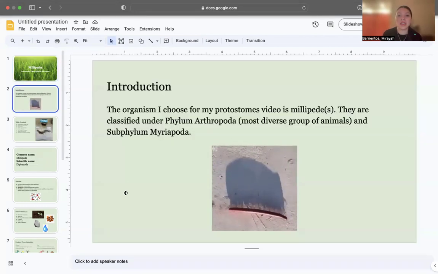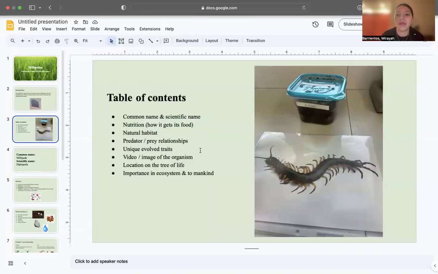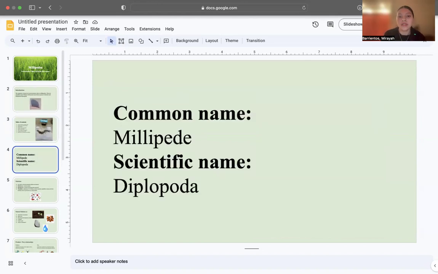So the introduction is just I chose Millipedes from my Protostome video, and they are classified under phylum Arthropoda, which is the most diverse group of animals, and subphylum Myriapodia, which is centipedes and millipedes. And I put this little meme in here, making it look big, but really it's really little. And you can see all the legs, which we'll talk about later. Okay, so this is just a table of contents of stuff I'm gonna cover, and it's a picture I took in lab. Okay, so the common name is millipede, and the scientific name is Diplopodia. I think that's what it's called.